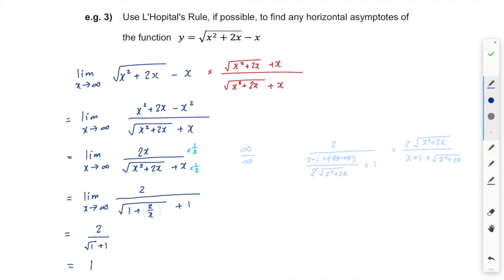The answer is 1. As a result, the horizontal asymptote is y equals 1. Make sure you write it as an equation of a line.